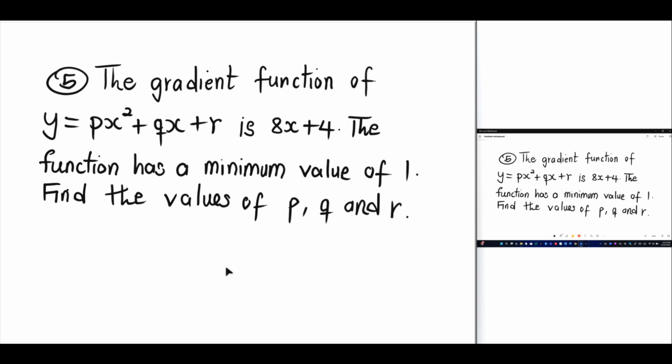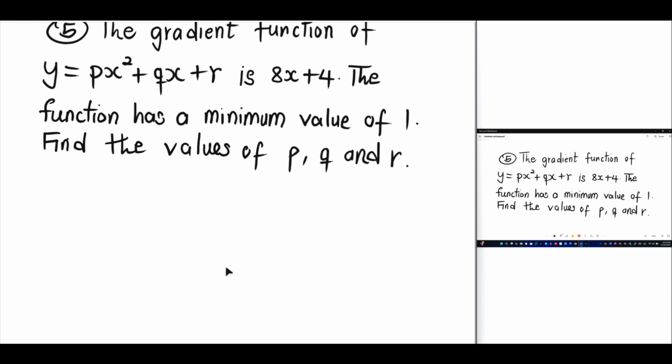So we have two conditions here. The gradient function of the function is given, and the minimum value of the function is also given. So it means, when it comes to the minimum value, the function has a minimum point.